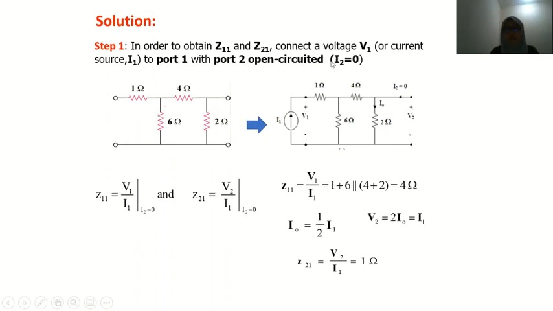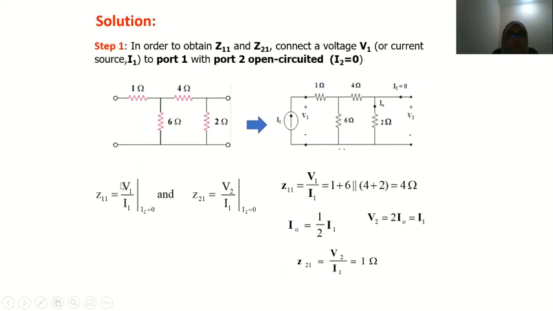When you open circuit your I2, you give your V1 as a voltage source at your input port, so this becomes your I1, and then your I2 is equal to 0. So what you have here is I0. Please avoid using your I2 because your I2 now is equal to 0.